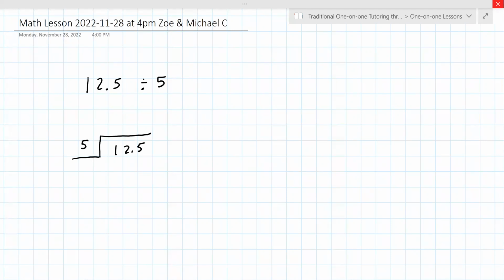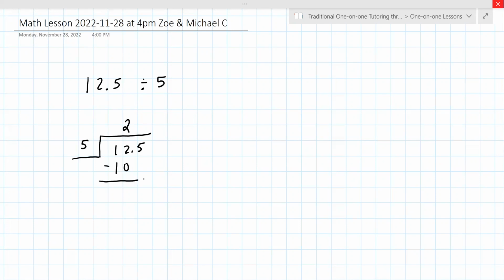How are you doing on this one? I got a little bit stuck on it. Okay, so 5 goes into 12 2 times. Do you remember what to do with the 2 and the 5? We multiply it. Yes, and that's 10.